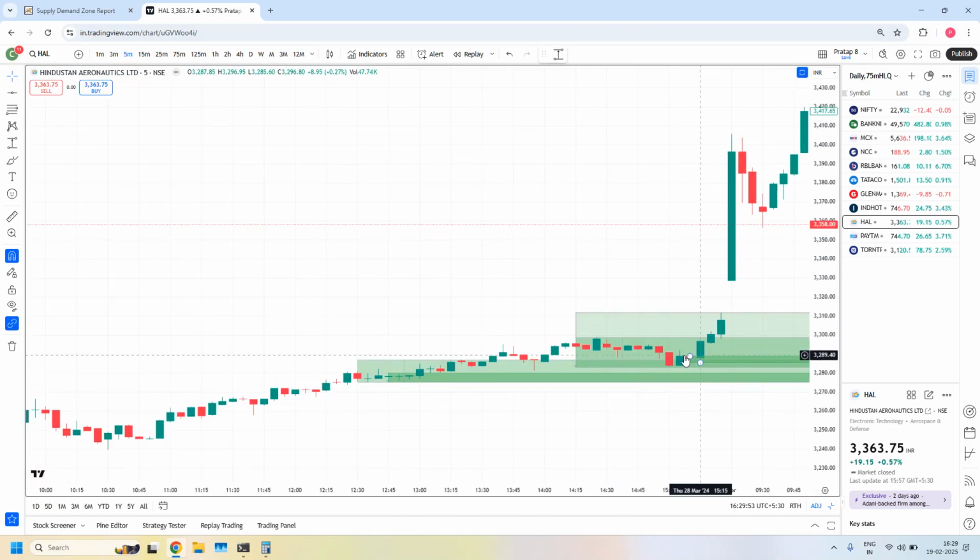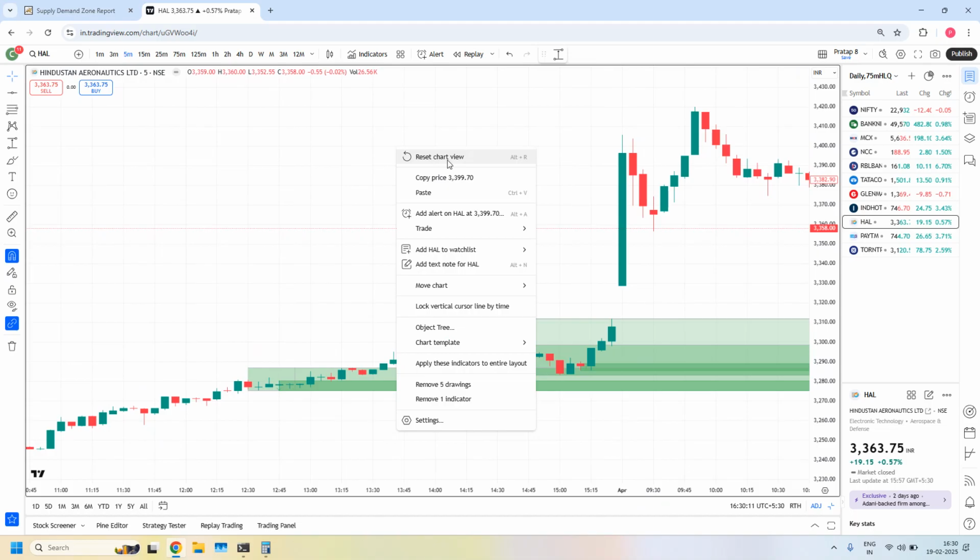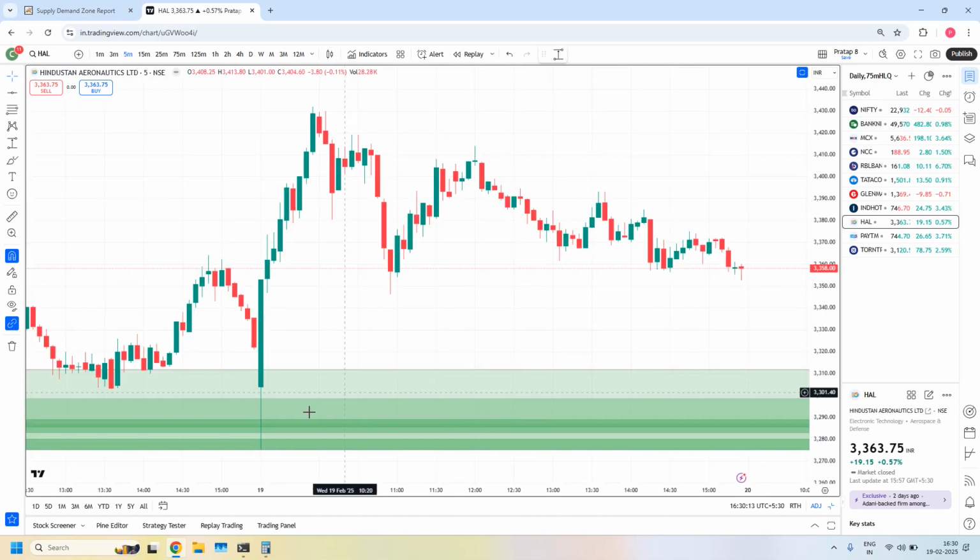See, this is the one. 5-minute zone: rally, base, rally. Fine-tuned 5-minute zone. And this is also a fine-tuned 5-minute zone: drop, 3 base candles and rally. So this is a fine-tuned 5-minute zone inside this 15 minutes horizon. And today prices picked up from this horizon. See here, how sharply prices moved up.